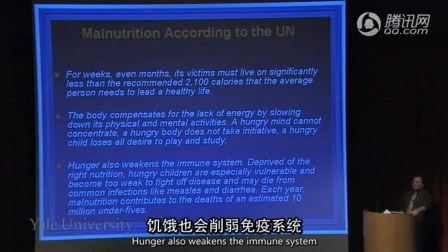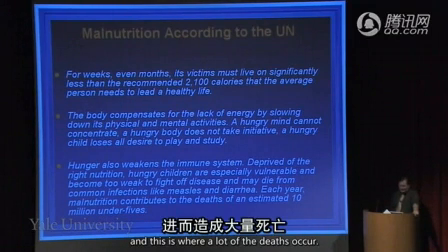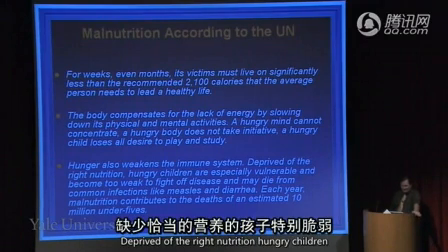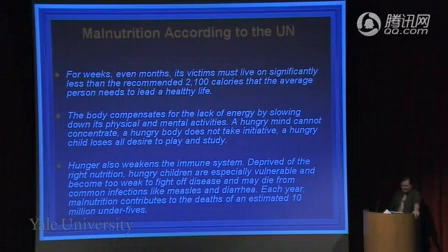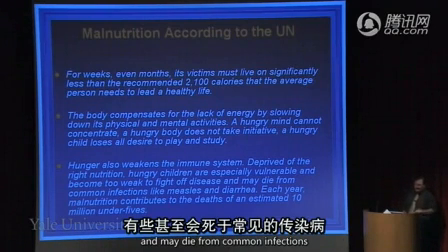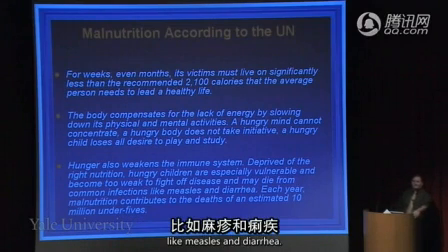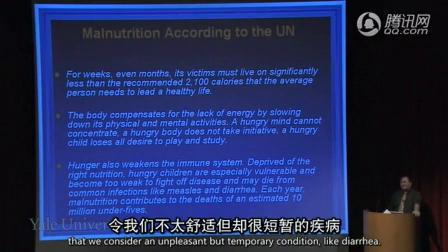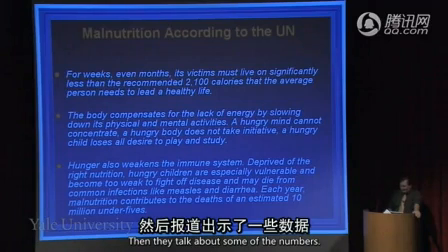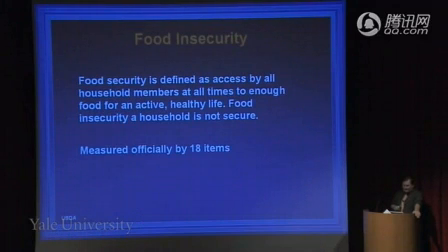Hunger also weakens the immune system, and this is where a lot of the deaths occur. Deprived of the right nutrition, hungry children are especially vulnerable and become too weak to fight off disease, and may die from common infections like measles and diarrhea. It's amazing how many children around the world die of something that we consider an unpleasant but temporary condition like diarrhea. And then they talk about some of the numbers.